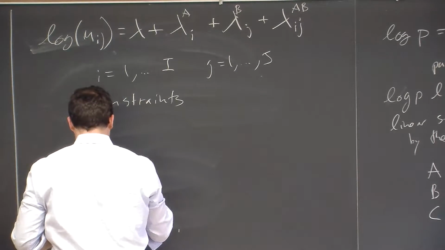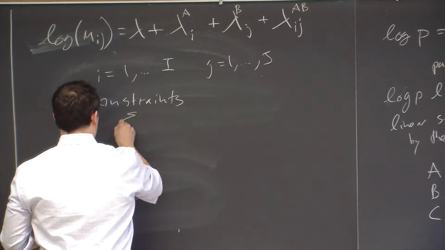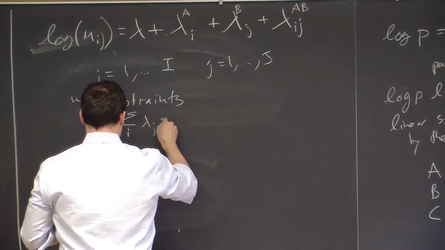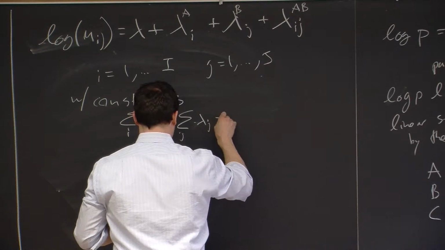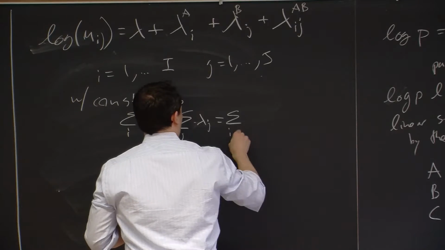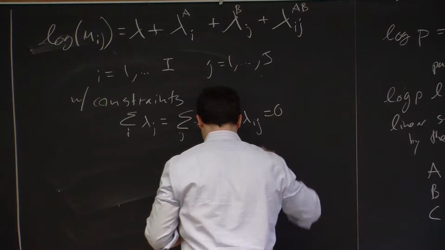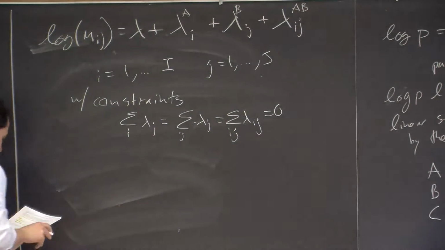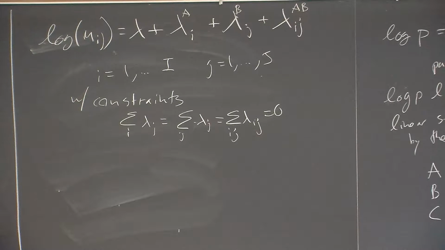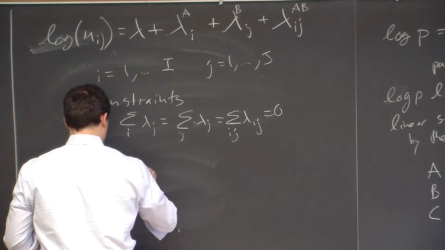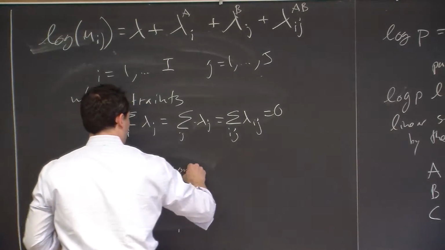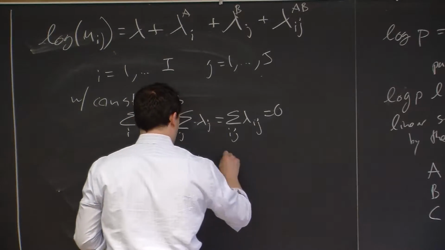There are some choices of that, but one way to think about it is that we should make all of these sums equal to 0: the sum over i of lambda i, the sum over j of lambda j, and the sum over ij of lambda ij equals 0. And there are other ways of making this choice. Okay, so now we're assuming that the counts in each cell are Poisson, so each N_ij is independent Poisson with mean mu_ij.